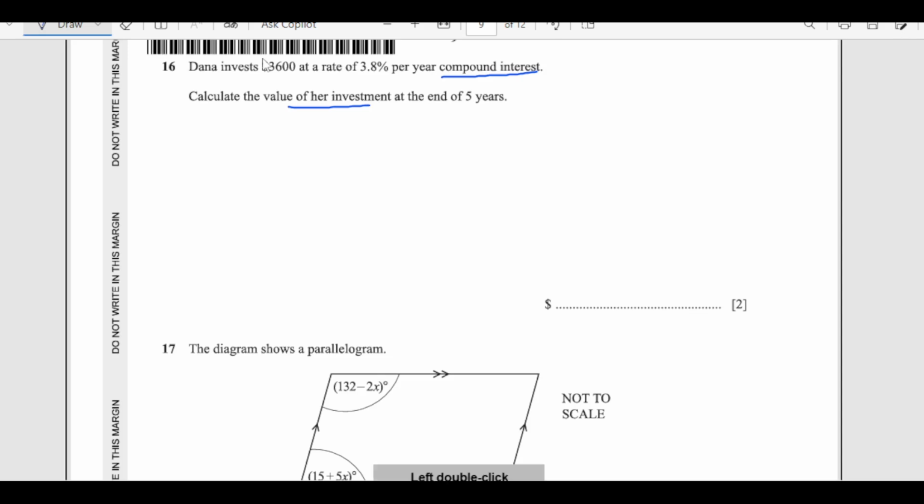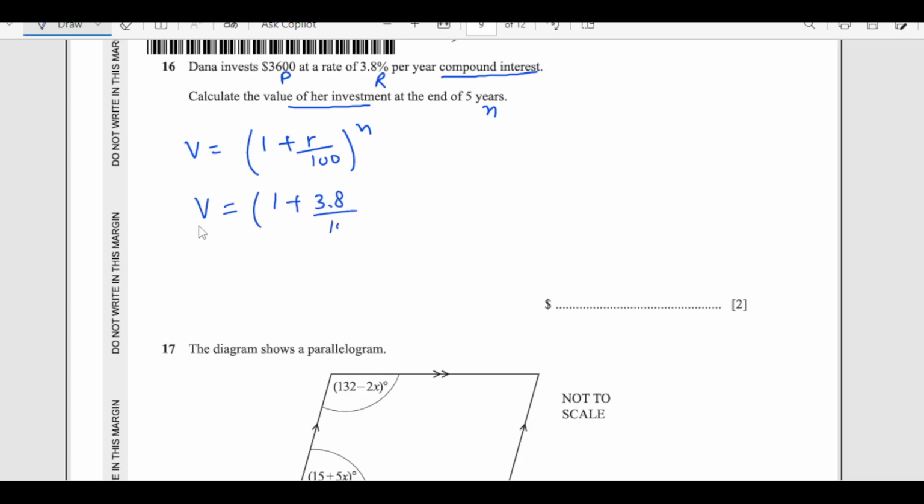So, this is the principal amount here, this is the rate of interest, and this is the number of years. So, for the value of investment, we know the formula is 1 plus r over 100 to the power n. So, it is 1 plus 3.8 over 100 to the power 5. So, just plug in all these values in the calculator correctly with the brackets, then we are getting the answer $4,340.